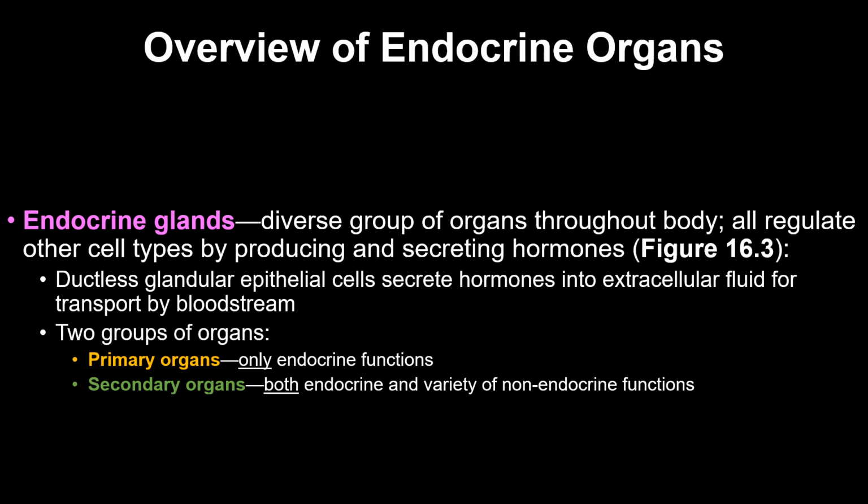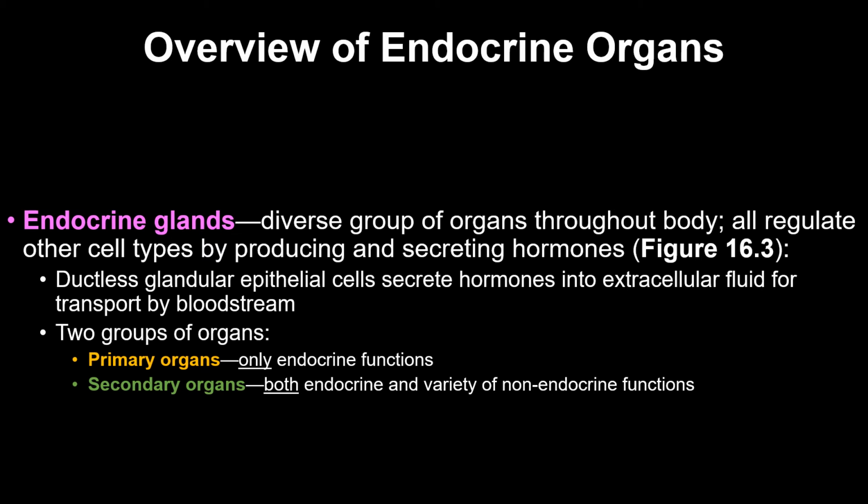Now, the main organs of the endocrine system are going to be called the endocrine glands. And I want you to notice that these are a very diverse group of organs located all throughout the body. Now, they share a common function of regulating other cell types through the production and secretion of hormones. And I want you to remember that endocrine glands are going to consist of ductless glandular epithelial cells that work to secrete their hormones into the interstitial fluid.